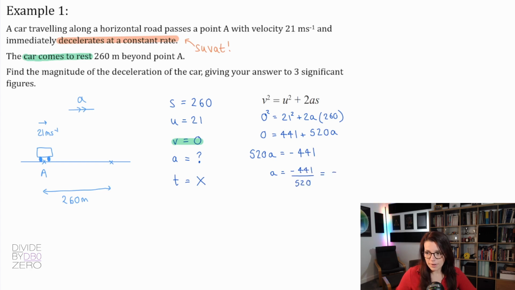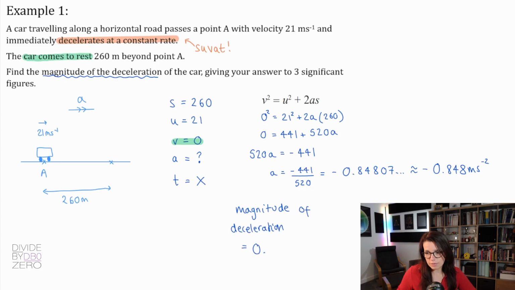As a decimal, minus 0.84807, and so on. They want it to 3SF, so we can round here. Approximately minus 0.848 meters per second squared. And then finally notice that this question wants us to find the magnitude of the deceleration. So it's deceleration because it's negative, that's good. However, the magnitude would just be the positive version of that. So magnitude of deceleration equals 0.848 meters per second squared to 3 significant figures.